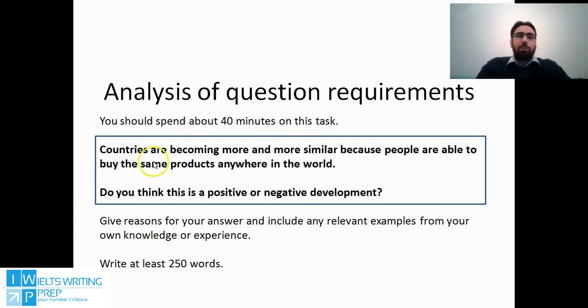So, we have: countries are becoming more and more similar because people are able to buy the same product anywhere in the world. So this is given to us as a fact, okay, and then we are asked for our opinion about this. A common mistake is candidates think that they need to agree or disagree with this. Now, if this was a requirement of the task, we wouldn't be able to answer the second part, which is, do you think this is a positive or negative development?